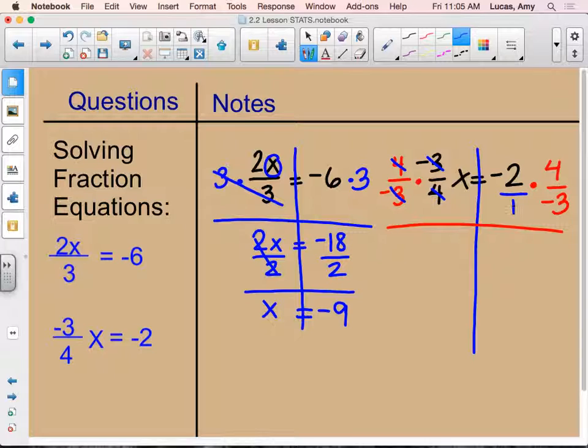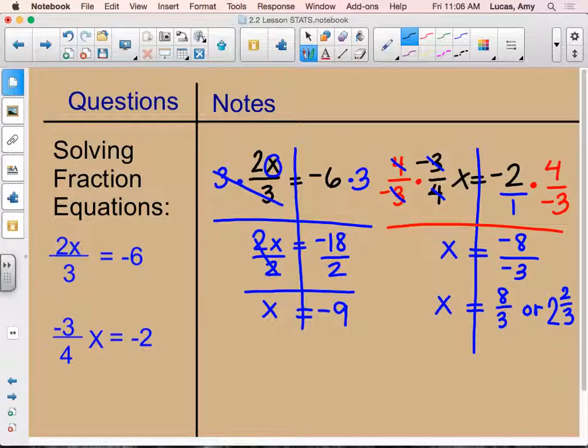I'm going to put a 1 underneath my -2 on the other side, so that when I multiply these, I can multiply straight across. -2 times 4 is -8, 1 times -3 is -3, and a negative divided by a negative is a positive. So I can leave this as 8/3, or I could make it a mixed number, 2 and 2/3, because 3 goes into 8 twice, which is 6, and leaves 2. So 2 and 2/3. So either of these methods is okay.